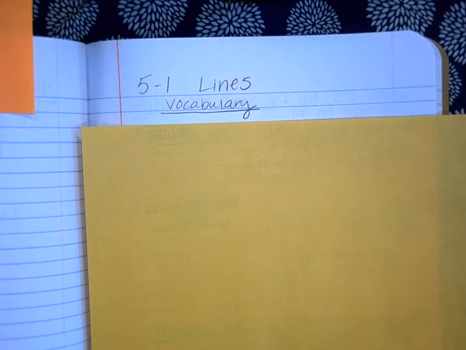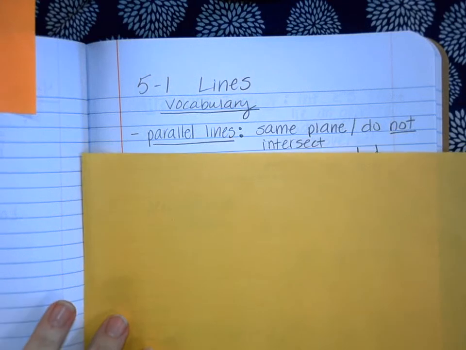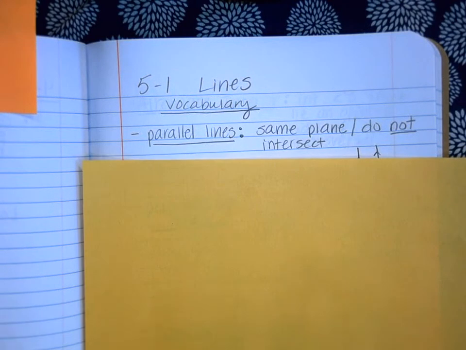Okay, so lesson 5.1 is just dealing with lines, and we just learned about the parallel and the transversal and all the different angles. So here's the vocab. Parallel lines, most of you know this already, but they're in the same plane, right? And they do not intersect. Okay? Parallel lines never intersect.